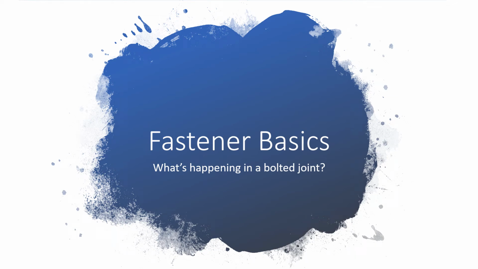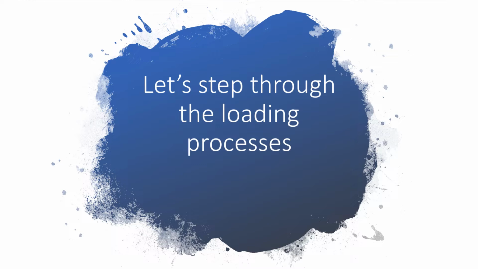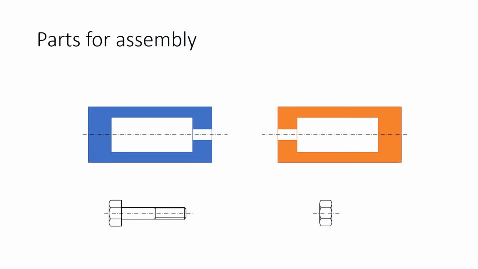Welcome to our little introduction to the basics of fasteners and what's happening inside a bolted joint. I'll step through the loading processes to give you an understanding of what's happening internally to each of the components in the joint. So let's start with the parts that we've got ready for assembly. We've got a blue part and an orange part, and they're going to go together with a bolted arrangement.